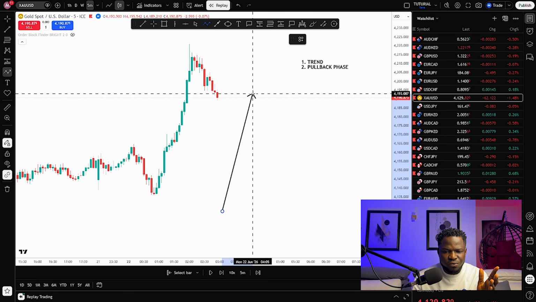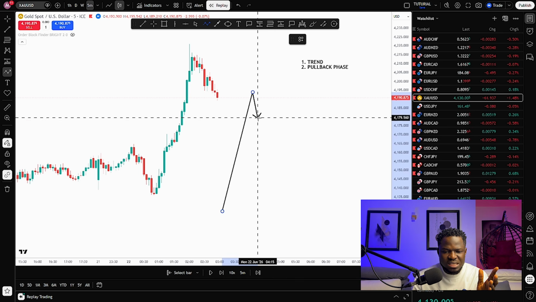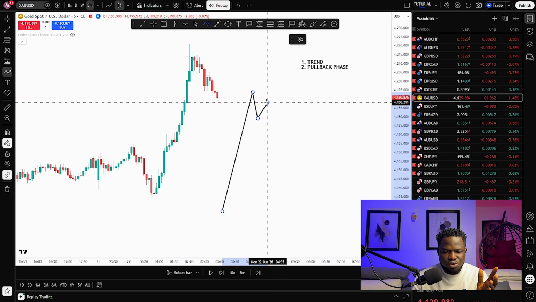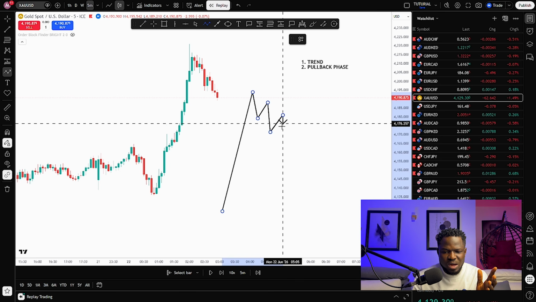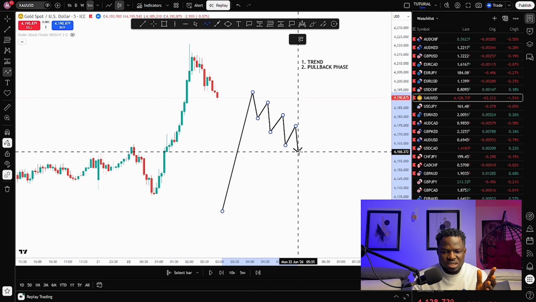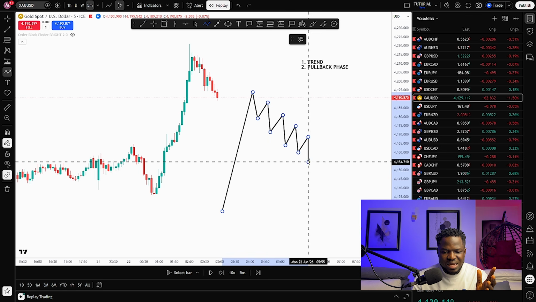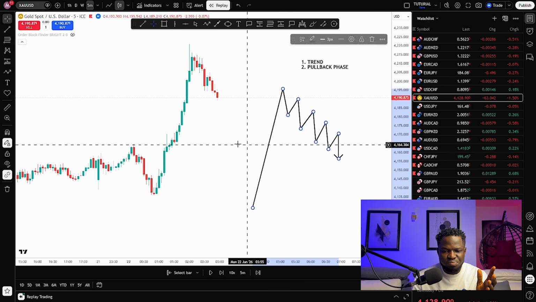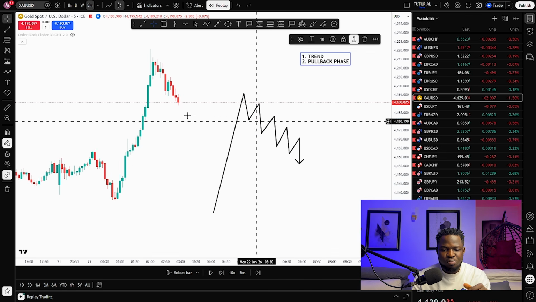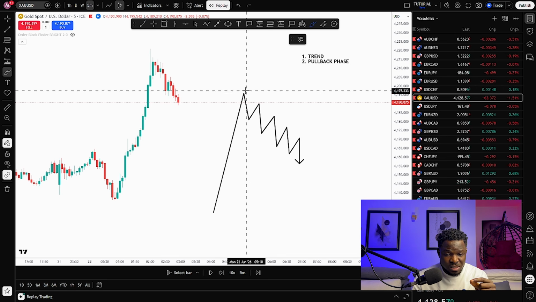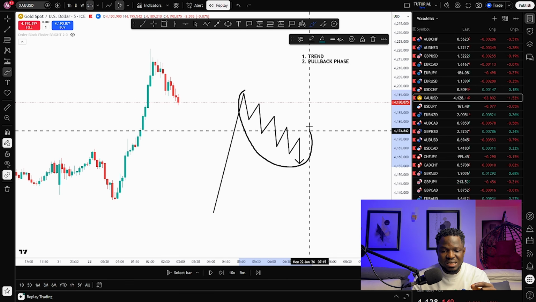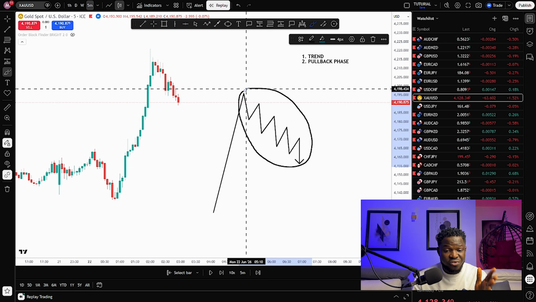After an expansion phase, you want to see a pattern like this. Price is now giving you lower low, lower high, lower low, lower high, lower low. You want to see price give you a pattern like this. This is a reference picture, right? And if you're able to spot a pattern like this, whereby after this expansion phase, price is now giving you a pattern like this, this is like a reference picture.